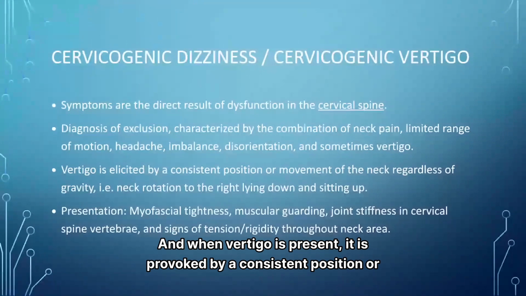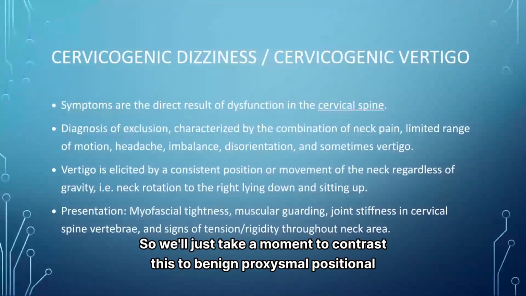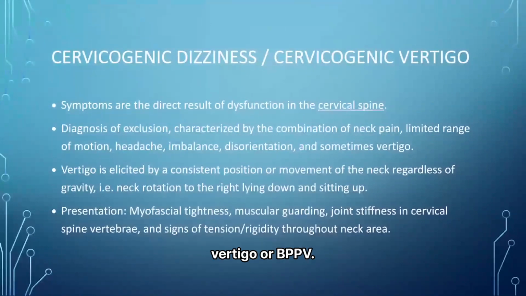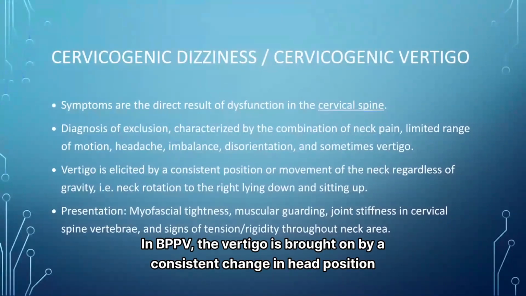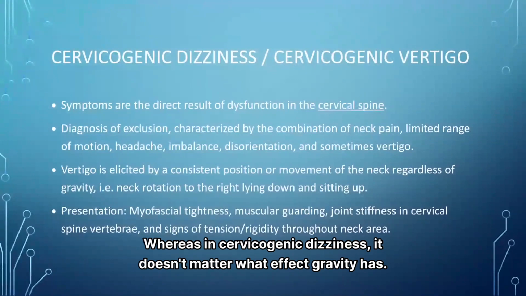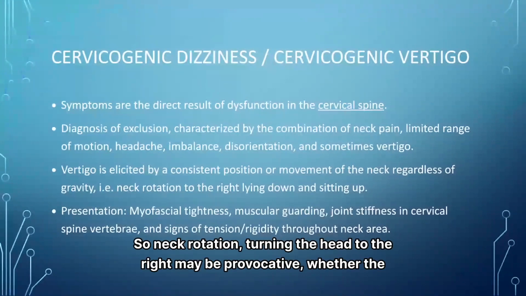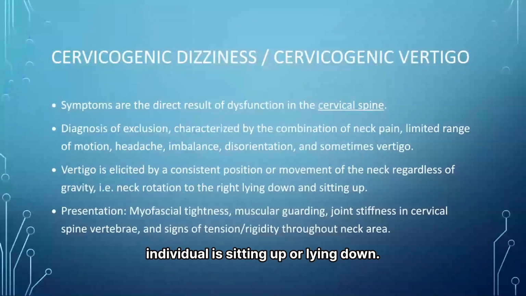And when vertigo is present, it is provoked by a consistent position or movement of the head, regardless of gravity. So just take a moment to contrast this to benign paroxysmal positional vertigo, or BPPV. In BPPV, the vertigo is brought on by a consistent change in head position relative to gravity. Whereas in cervicogenic dizziness, it doesn't matter what effect gravity has. There is no effect of gravity. So neck rotation, or turning the head to the right, may be provocative, whether the individual is sitting up or lying down.